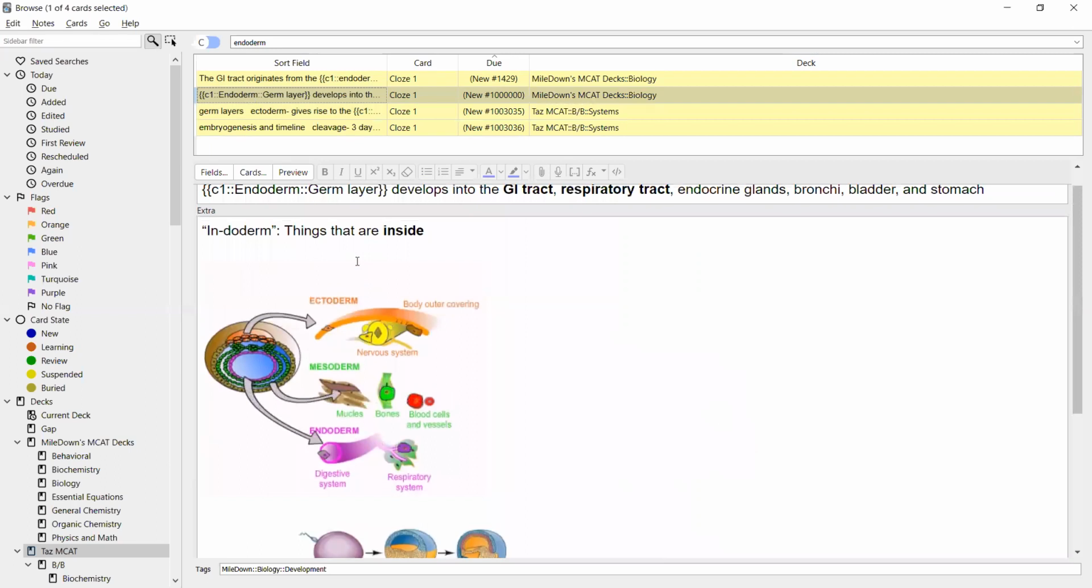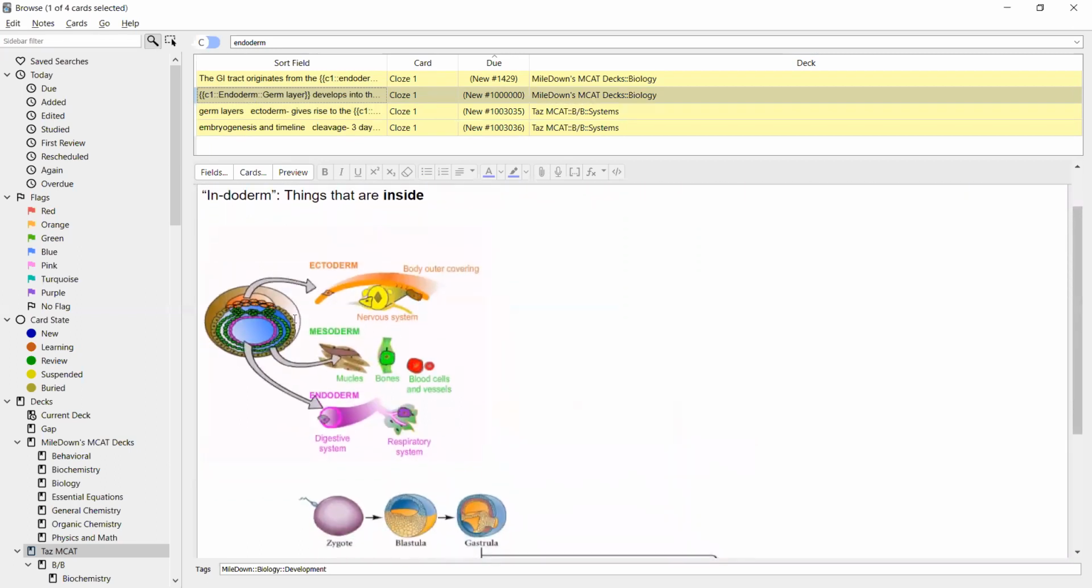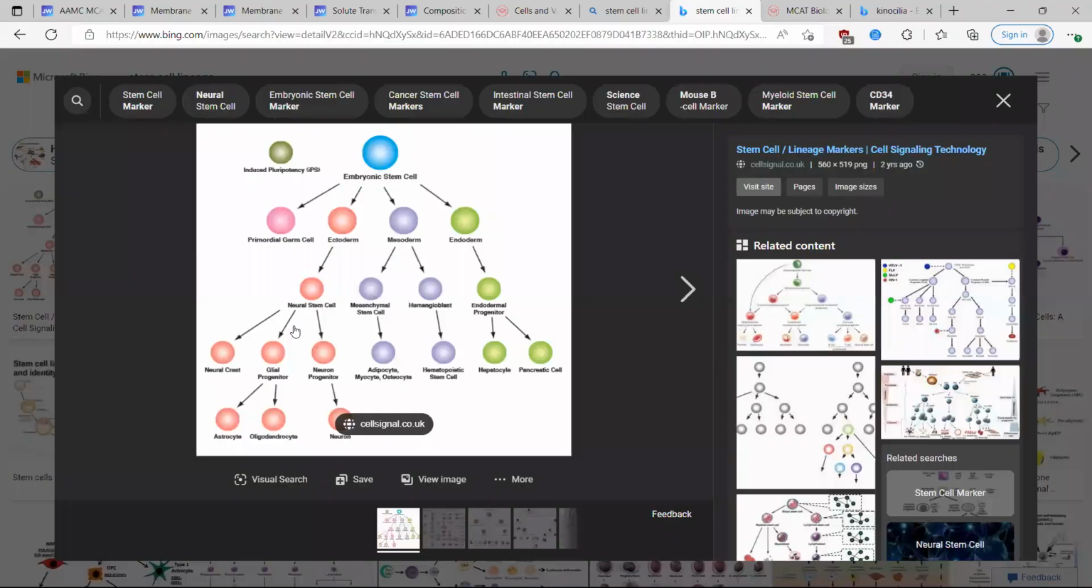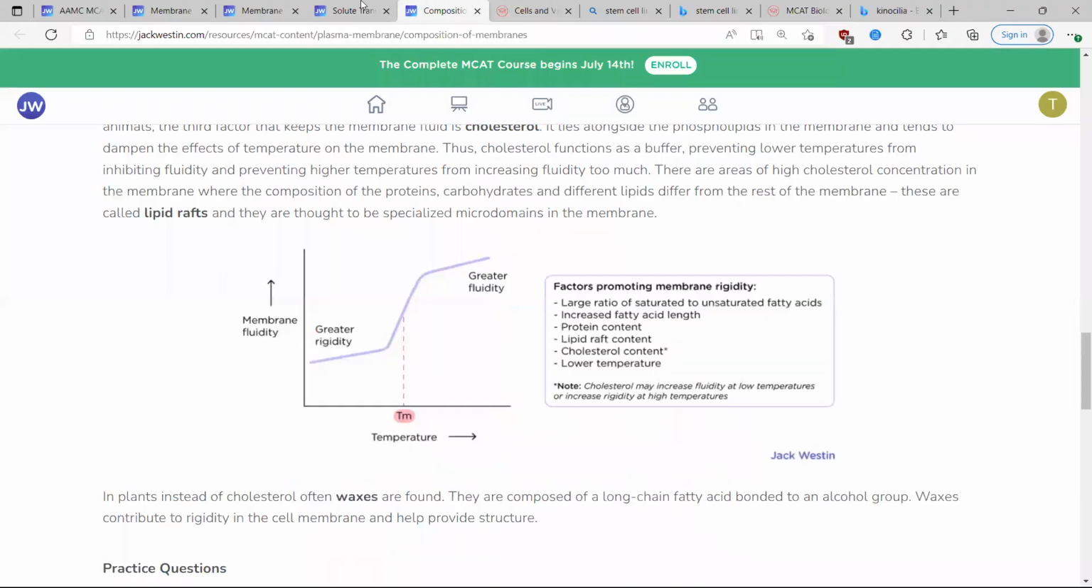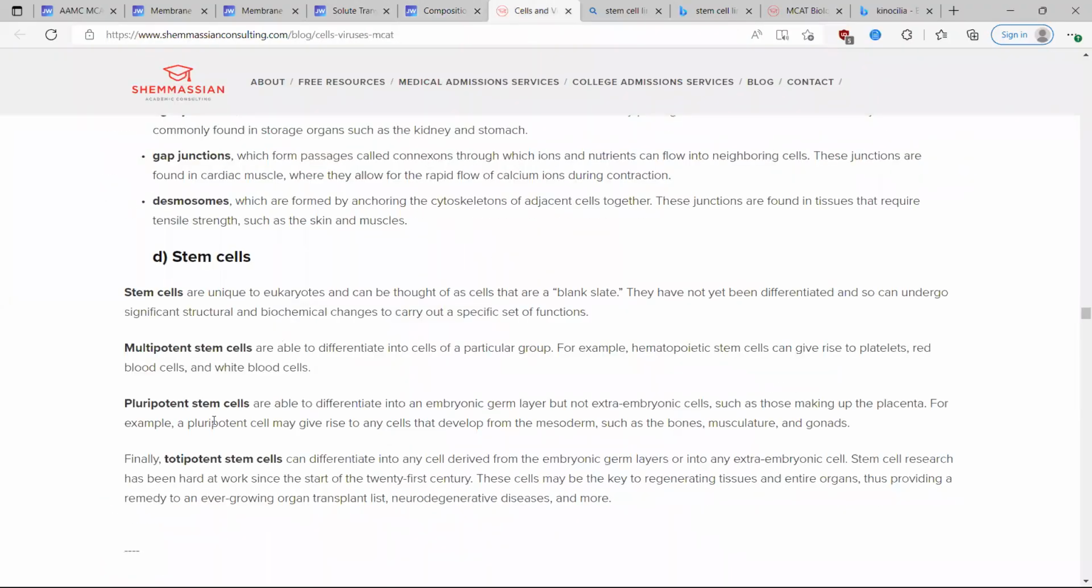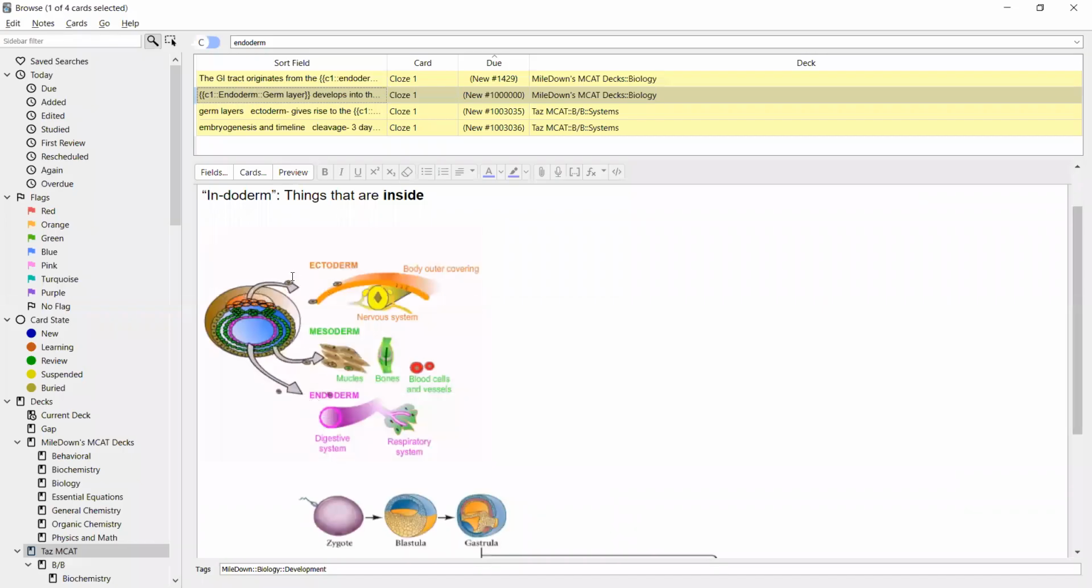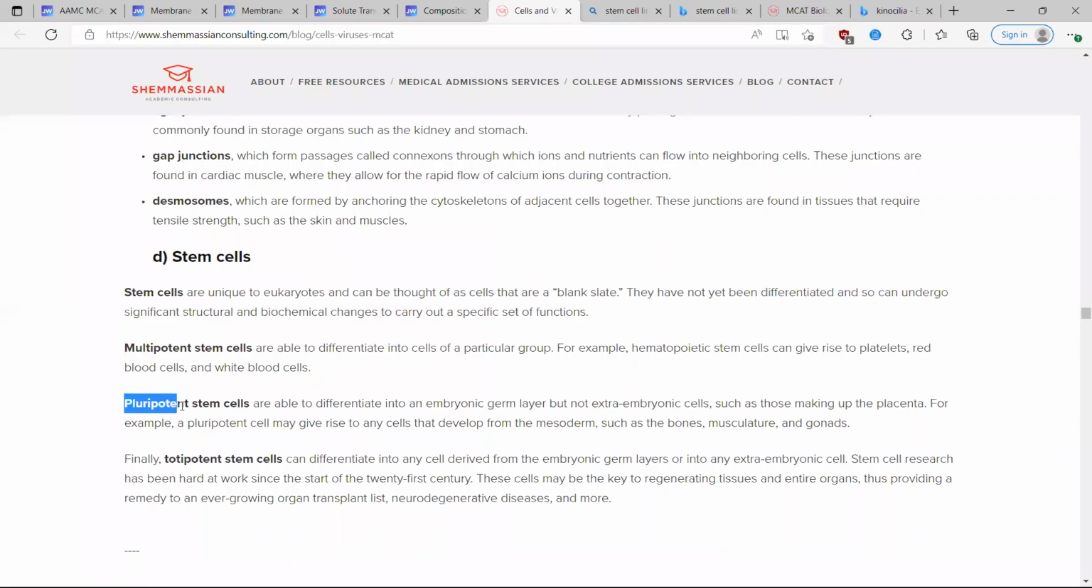So basically, there's three different germ cell layers, right? Originally, they're all totipotent. Originally, they can all be anything. They're originally all totipotent, they can become any kind of germ layer. Once they become a germ layer, once they commit to becoming ectoderm or mesoderm or endoderm, they're now considered pluripotent.